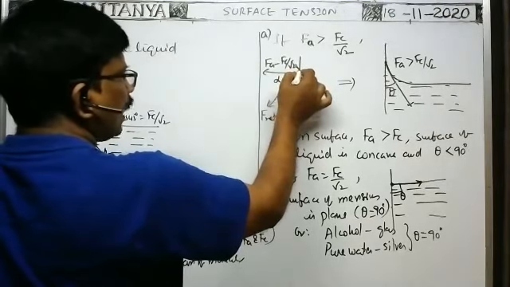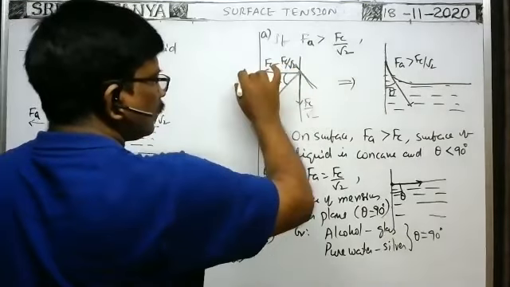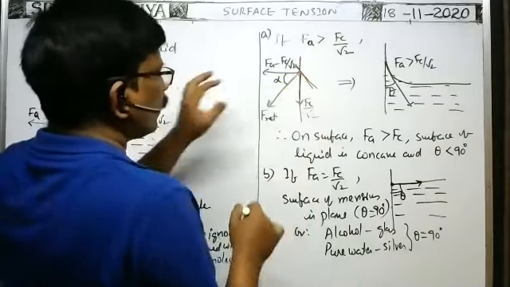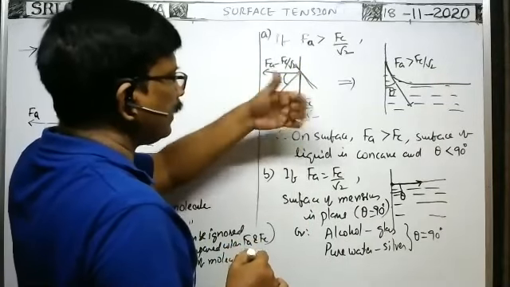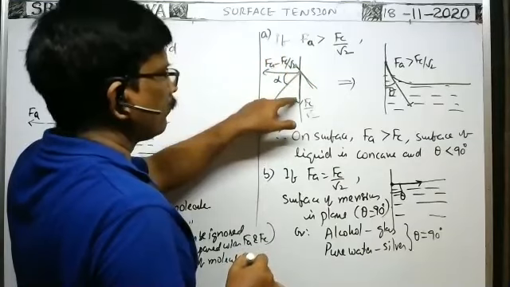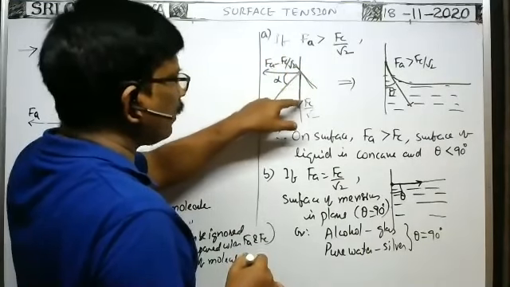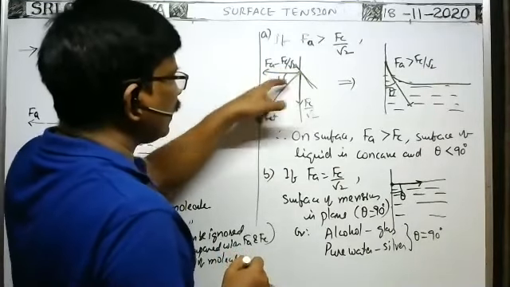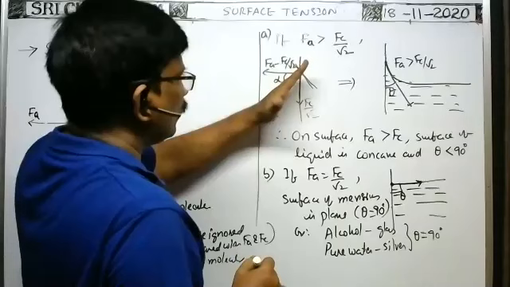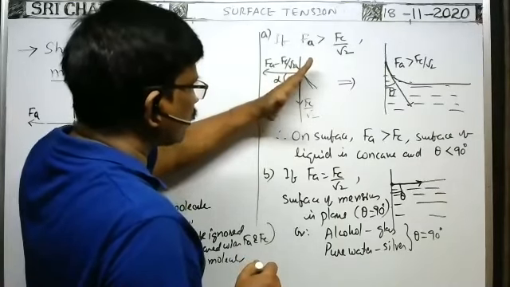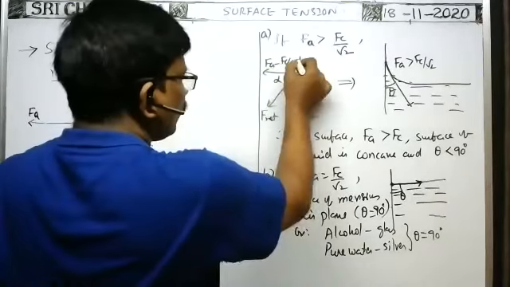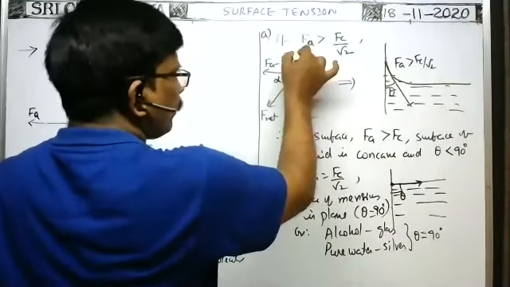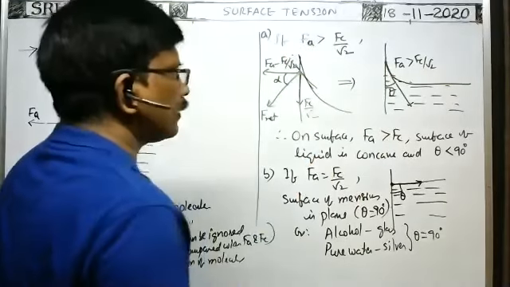The resultant force of adhesive and coercive forces along the surface of the liquid is in this direction. Fc by root 2 is in this direction. Whenever temperature increases, the coercive force decreases. Whenever this decreases, the net force in this direction increases. This increases and this decreases. That's why the resultant force is in this direction. Whenever the resultant force is in this direction, the meniscus shape is like this.